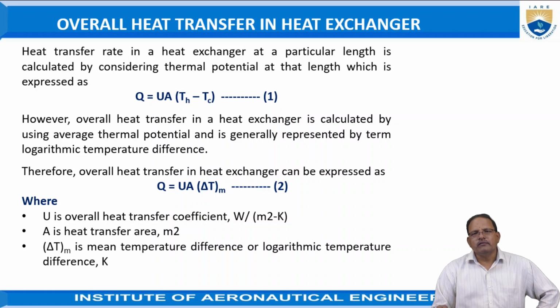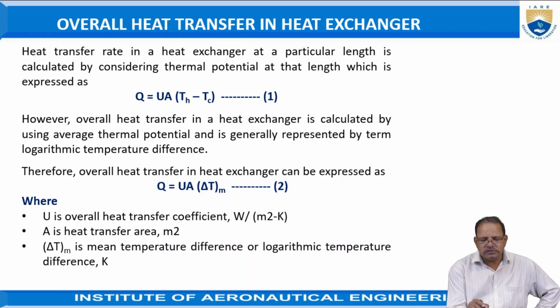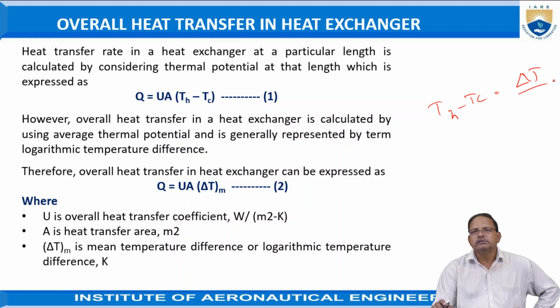That is, the temperature of the hot fluid decreases. At the same time, the temperature of the cold fluid gradually increases. So here TH minus TC is not the same for the entire length. Hence, this difference TH minus TC is called delta T. We have to take it as a mean value.